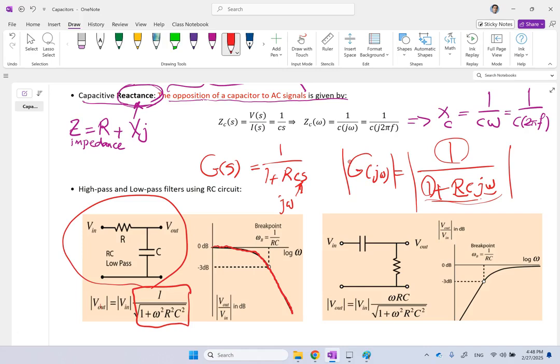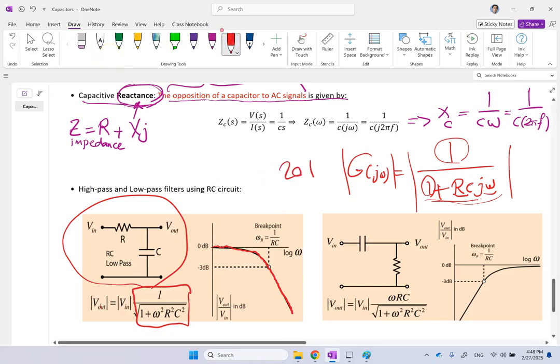And if you want, you can take 20 times log of that. So instead of showing the magnitude of G of j omega, you show 20 times log 10 of that. If you show 20 times log 10 of that, then the unit is going to be decibels. Now what happens? Look, if omega is 0 at the very left side, it's going to be 1 over 1, which is 1, and log of 1 is 0. So you're going to get 0 decibels when omega is 0.